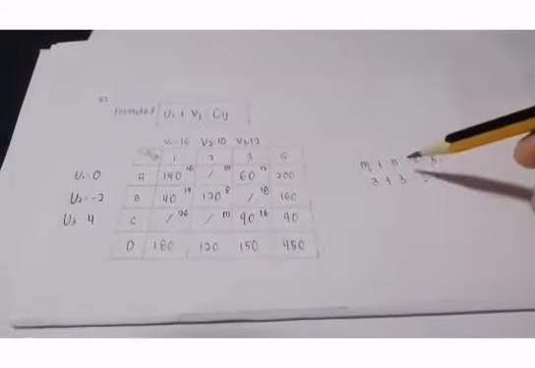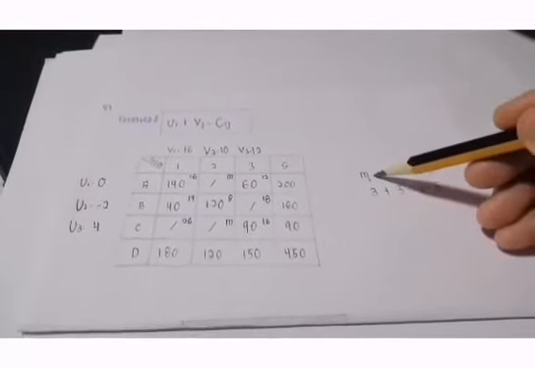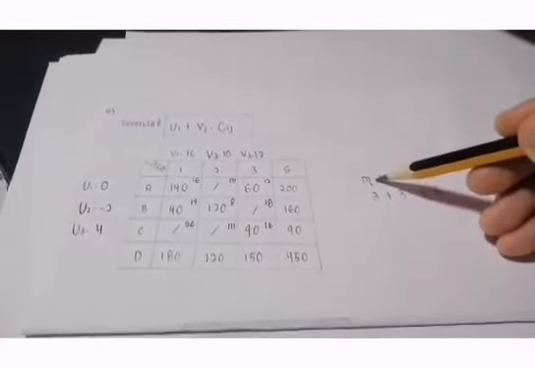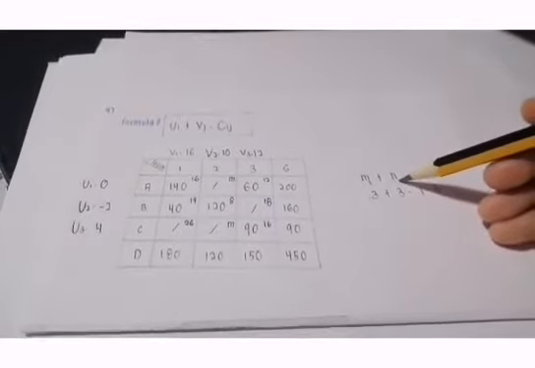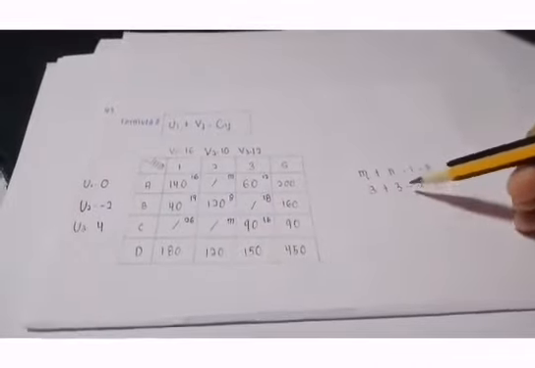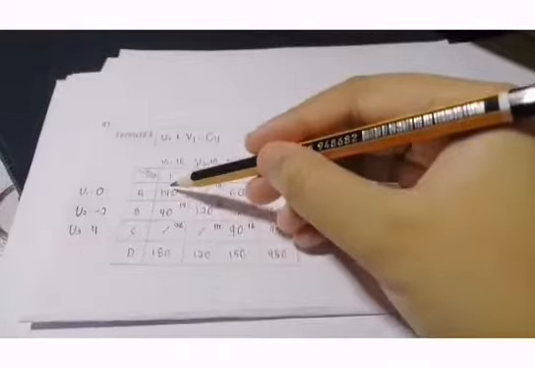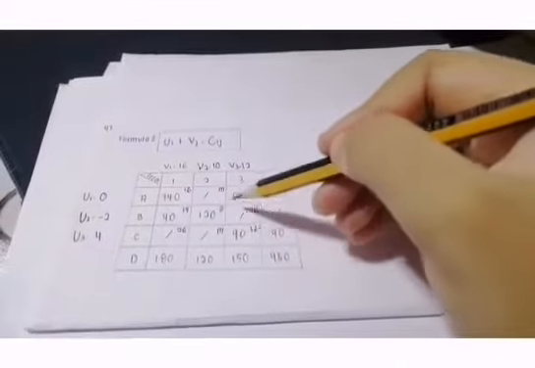First, we have to look at this: it is m plus n minus 1, where m refers to the number of rows and n the number of columns. So m is 3 and n is 3. Minus 1 gives 5. So 1, 2, 3, 4, 5.